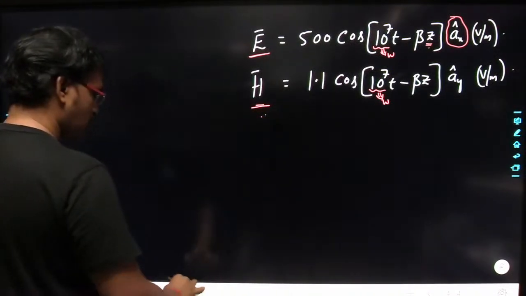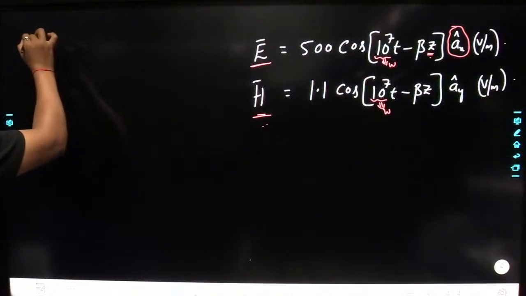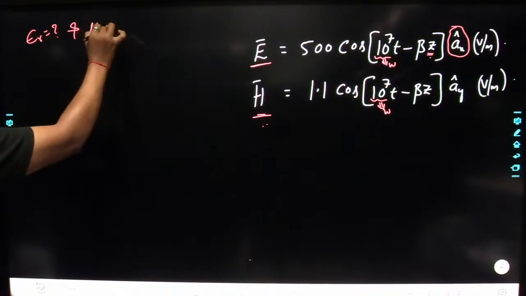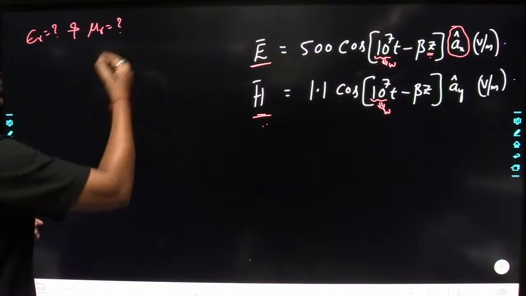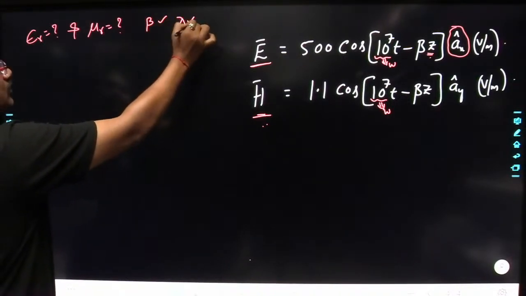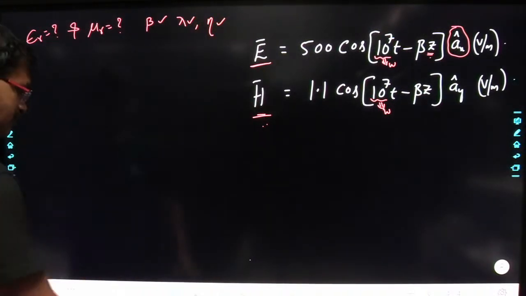Now you have to determine the epsilon r value and also the mu r value. First we try to determine these two things here. Then we can determine the beta value, then the lambda value, and then the eta value also, right?